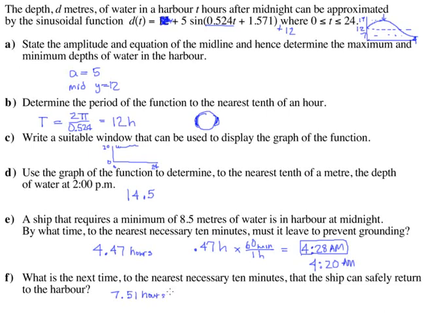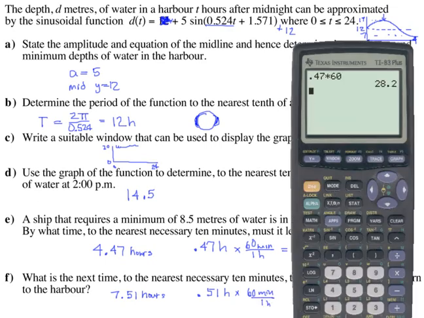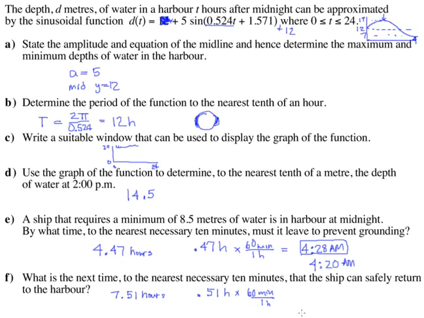7.51 hours. Again, that doesn't mean 7:51 a.m. That means 0.51 hours times 60 minutes in 1 hour. 0.51 times 60, 30.6, basically 31 minutes. So it's going to be 7:31 a.m. when the water is deep enough for this ship. So they have to be gone from 4:28 to 7:31.